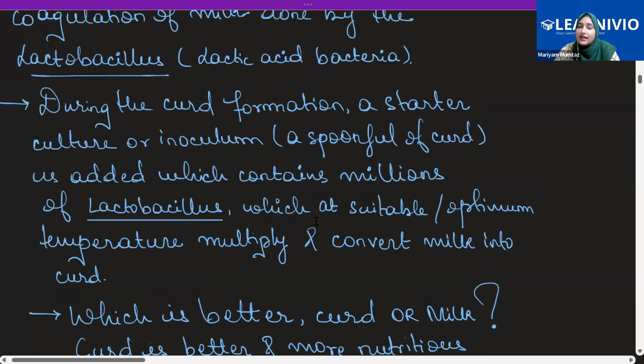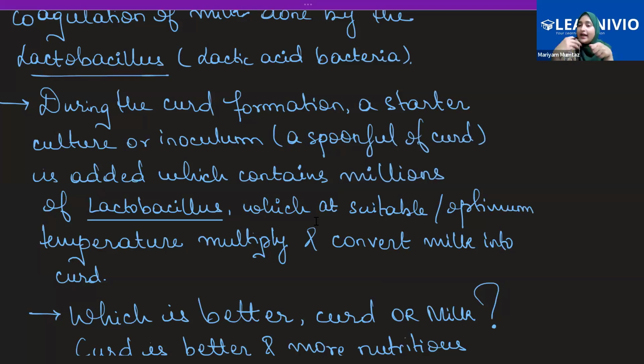We add a culture, a spoonful of bacteria, a spoonful of curd. That spoonful of curd has enough bacteria that you put into the milk, and then that bacteria will start utilizing the milk as a substrate, and it will digest the milk partially, which becomes the curd. So the bacteria that is there is lactobacillus.